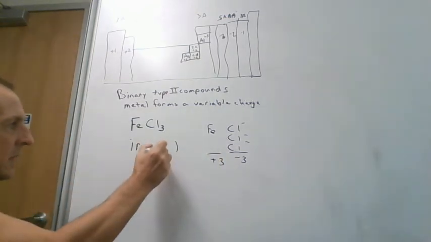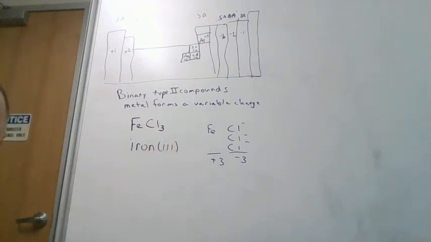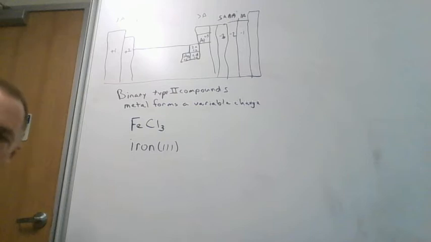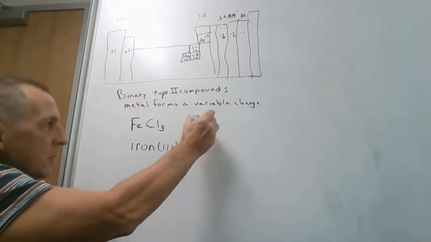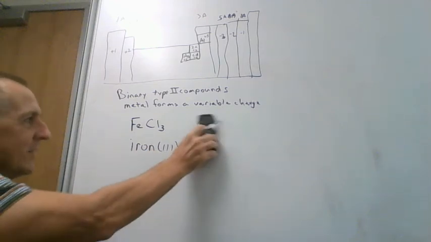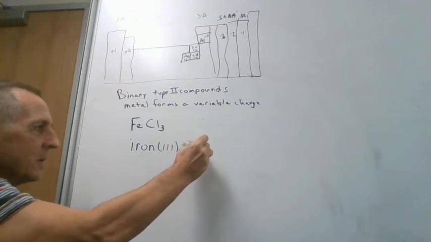So then we know that the iron's charge is 3, so we put iron 3 in Roman numerals to distinguish the charge on the iron cation. And then we name the nonmetal the same way we did with type 1s. The chlorine changes the end of its name to chloride. So we'd have iron 3 chloride.